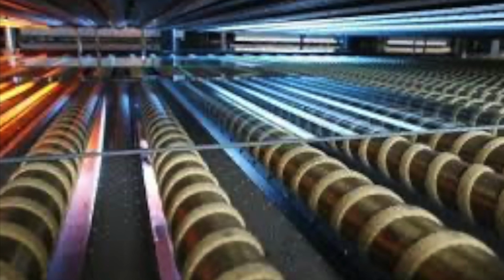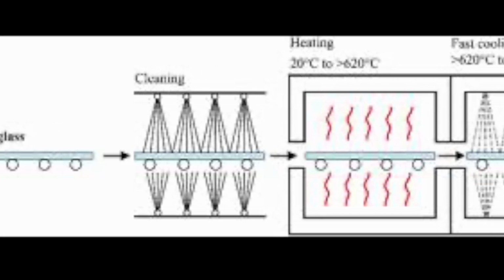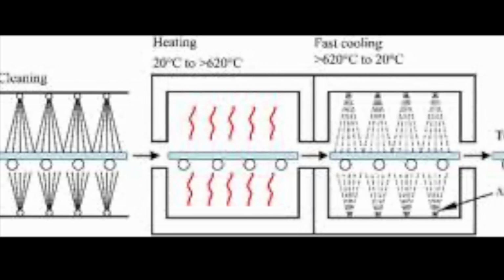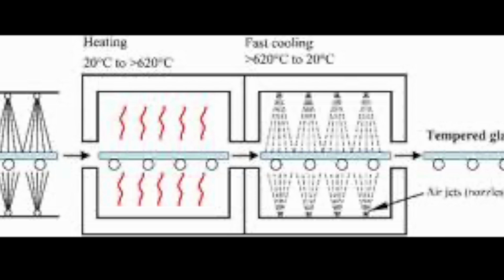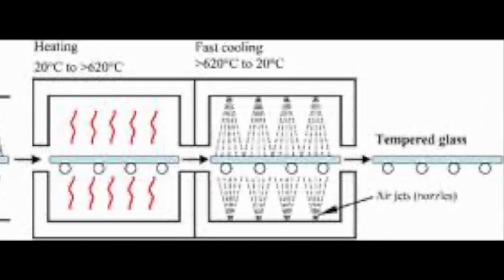First, we will discuss tempering. Tempering is a heat treatment process where material is heated to temperatures as high as 600 degrees Celsius. Then, the material is rapidly cooled using air jets or water jets. This process significantly increases the strength and integrity of the material.